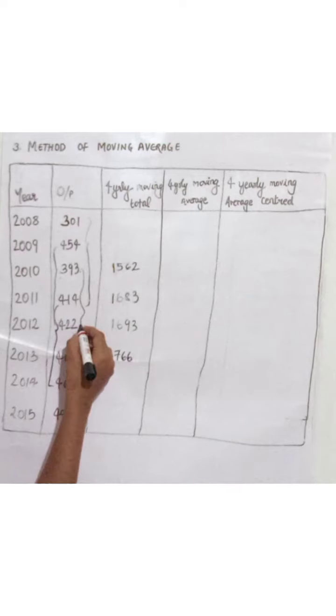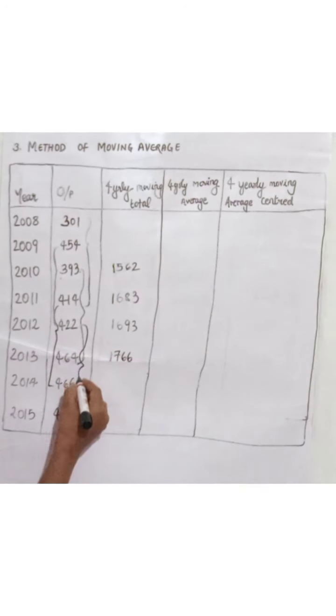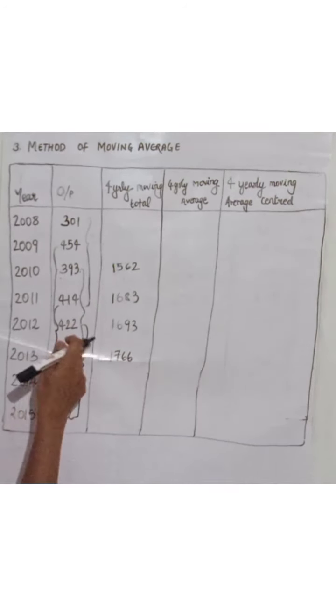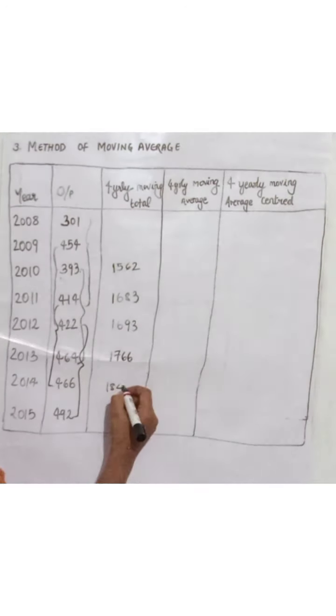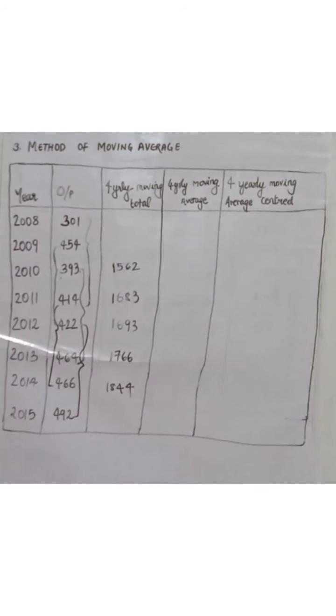Leave the first element, leave the second element and make a new group: 422, 464, 466, 492. Let me add it up and I will be writing it corresponding to my third elements column, that is 1844. I got my total. Now I am going to do the average of all.